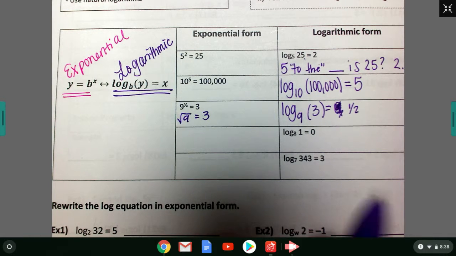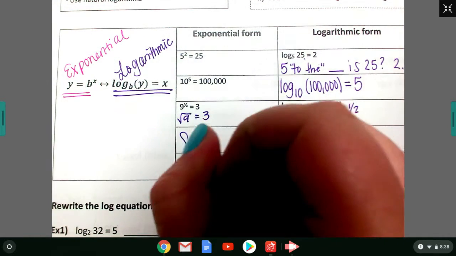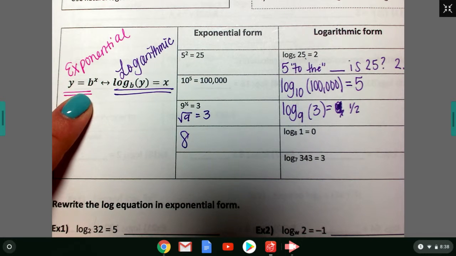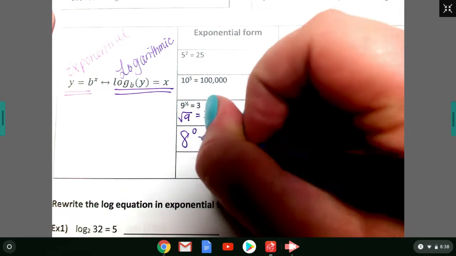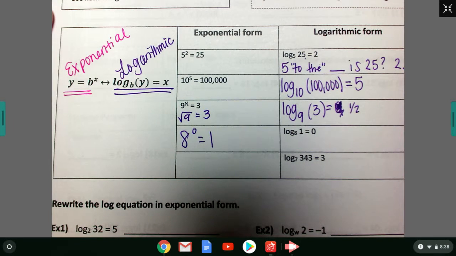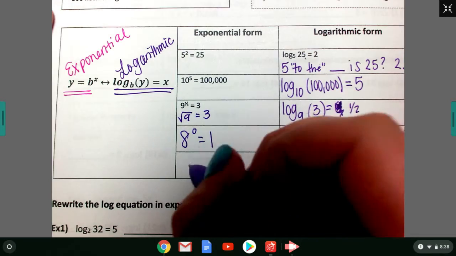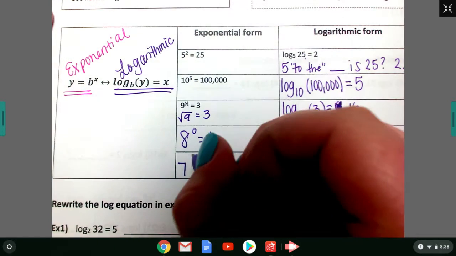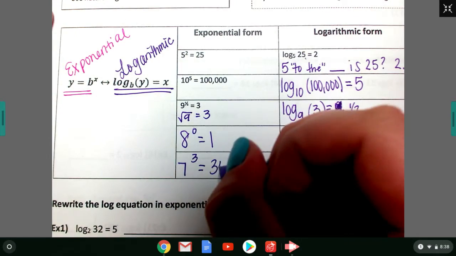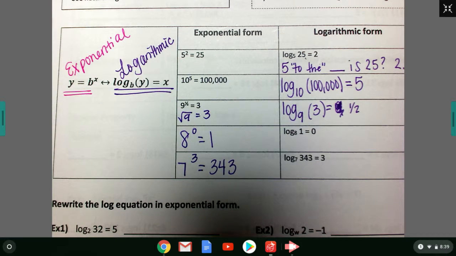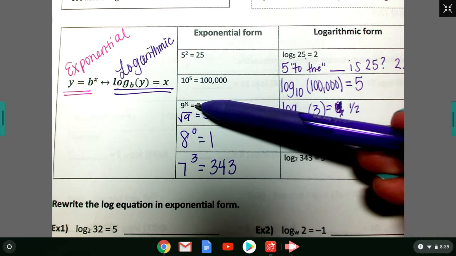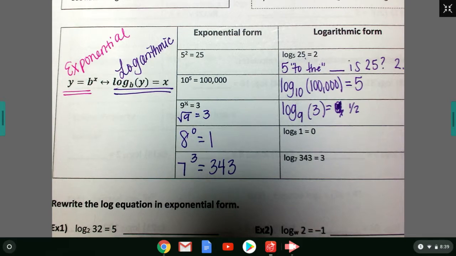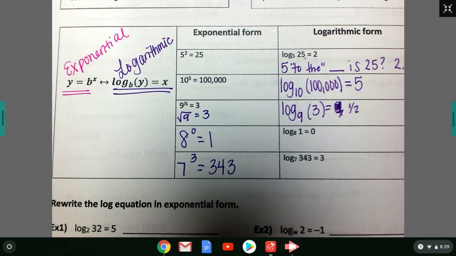All right, let's go the other way around. So in this case, the base is 8, and the exponent on that is x, which came from the answer. So 8 to the 0 equals 1. That checks out because anything to the 0 is 1. This one, the base is 7. 7 to the answer, 3, equals 343. And that one also checks out. So notice there's kind of a theme here. It connects from the radical notation to the exponential notation to the logarithmic notation. These are all tied together very closely.